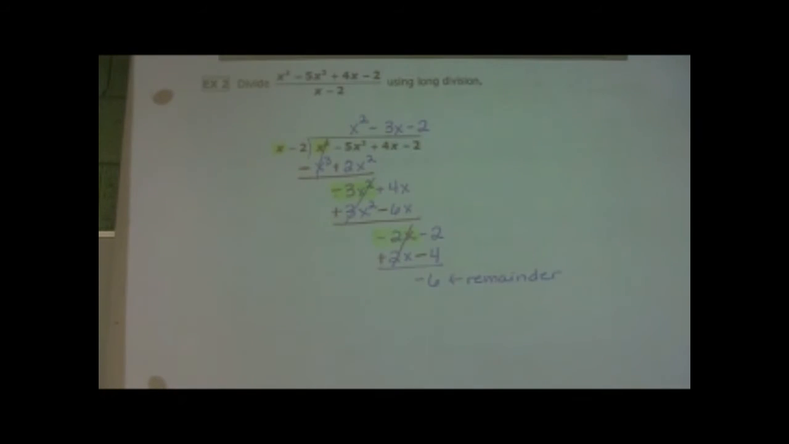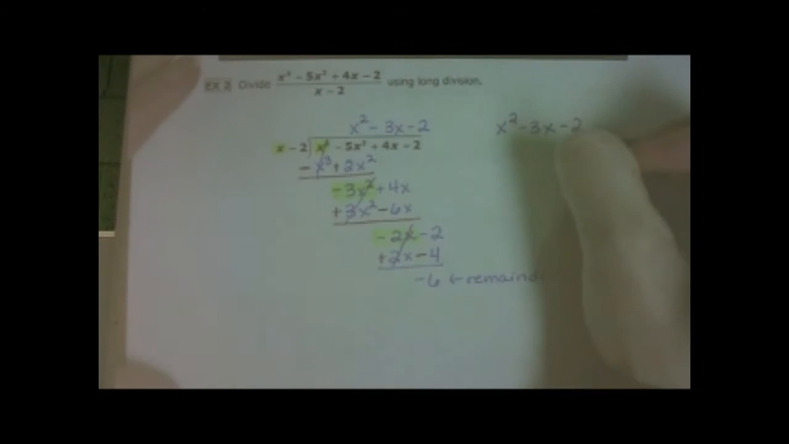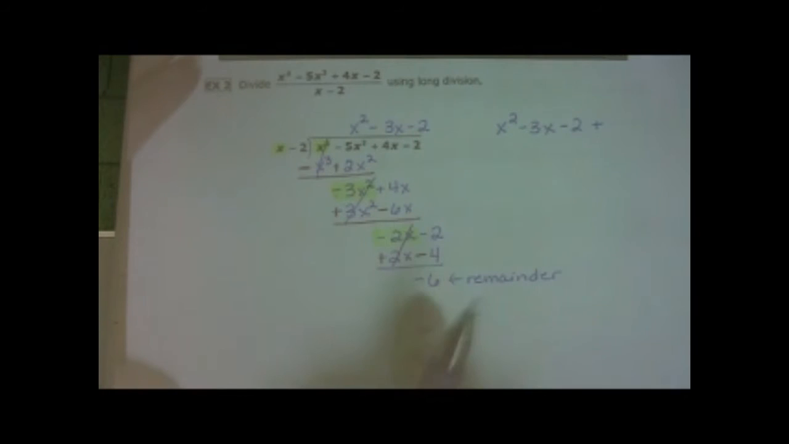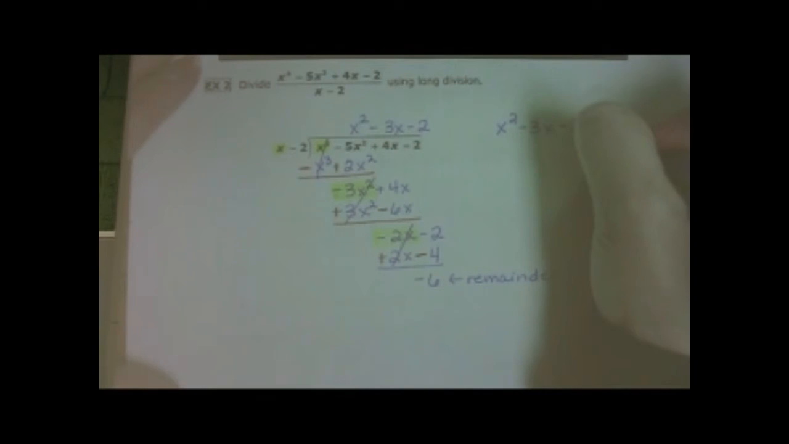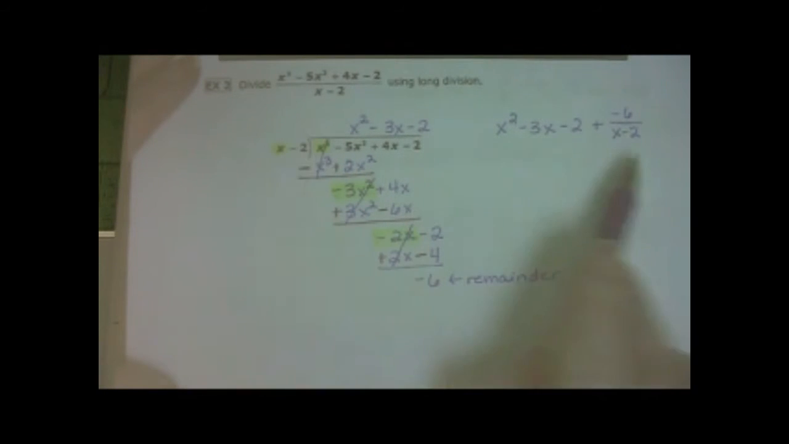Now, the way I write my answer is like this. Go here, and we're going to write this. So I've got x squared minus 3x minus 2 plus, this goes on the top, this goes on the bottom. So this is negative 6 over x minus 2. Now, this goes on the bottom here because originally it was on the bottom. All right? So that's our remainder, how our remainder is expressed as part of our answer.